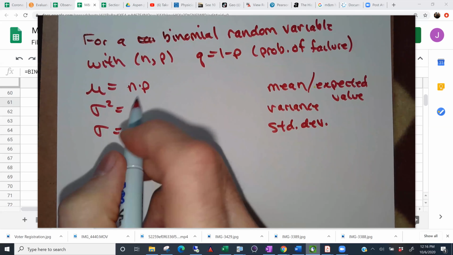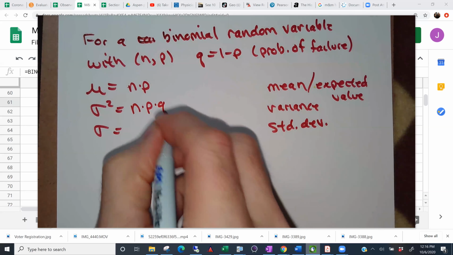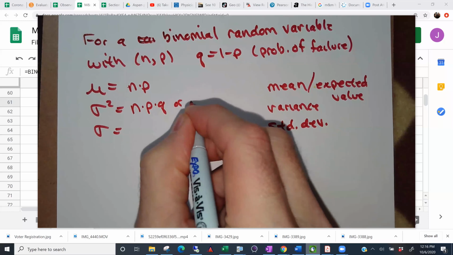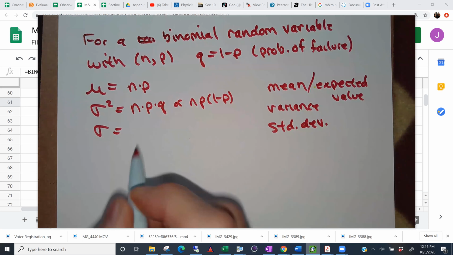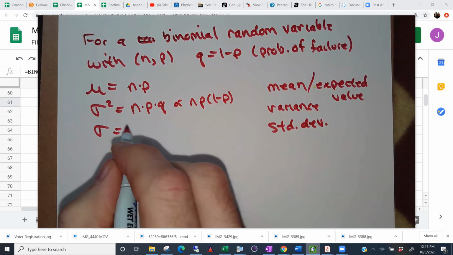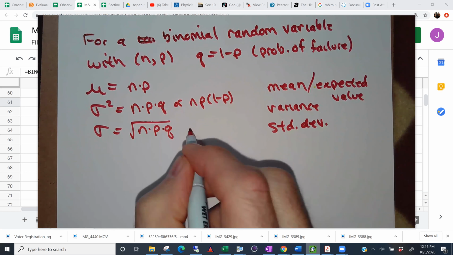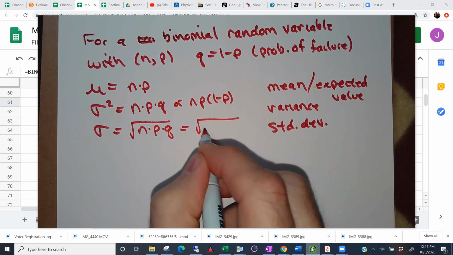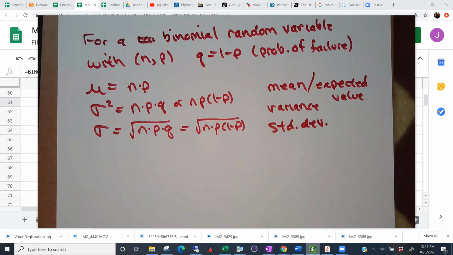So the variance is going to be n times p times q, or you could write it as n times p times 1 minus p, doesn't matter. The standard deviation is just going to be the square root of that, square root of n times p times q. So there's your mean and standard deviation. Nice.